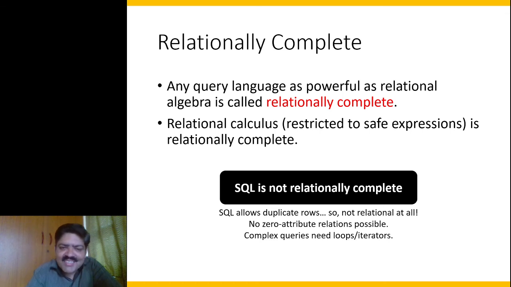However, here is an interesting fact. SQL is not relationally complete. SQL allows duplicate rows, so it's not relational at all in the first place. No zero attribute relations are possible in SQL, but theoretically that's doable in relational algebra. Complex queries such as the ones we've seen sometimes need loops or iterators in SQL. So there are many of these reasons for which we say SQL is not relationally complete.